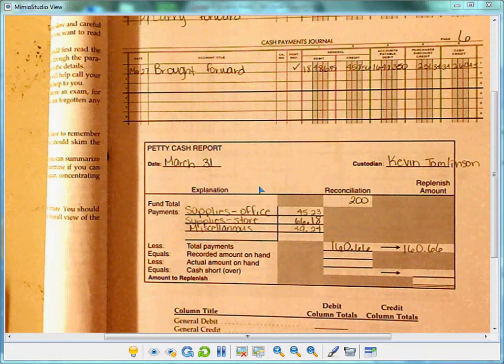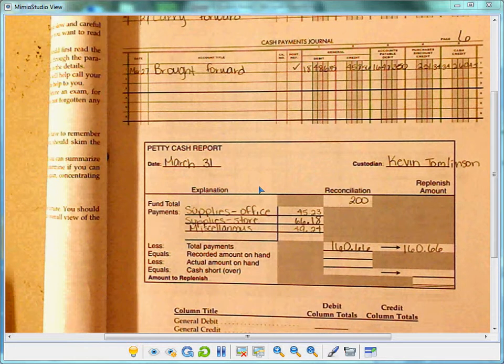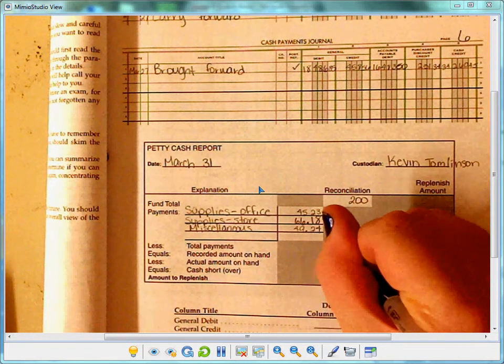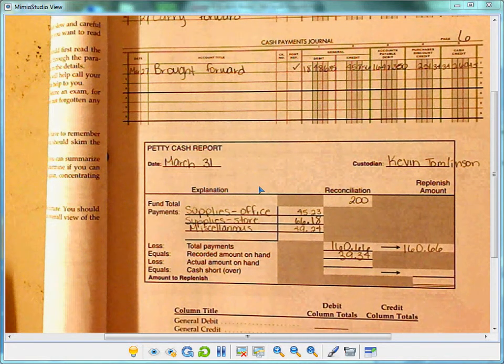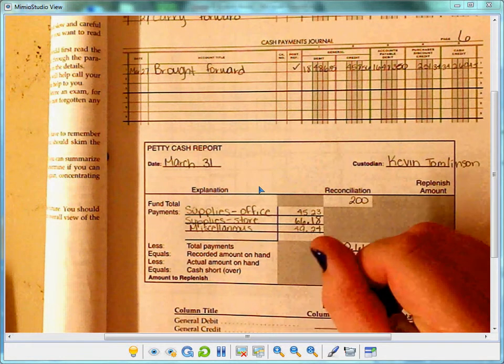Okay, so then if you take your 200 minus $160.66, what do we get? Okay, so that goes on the next line where it has recorded amount. So $39.34. Then the actual amount on hand, that's what the book told us. How much do we have in our petty cash box? And there we have $40.59.